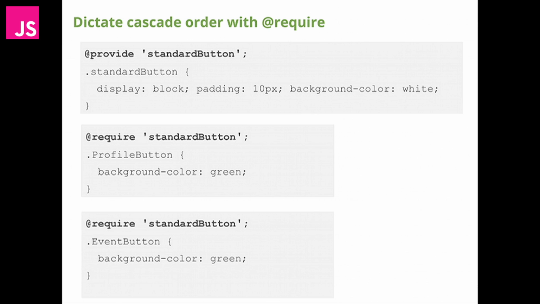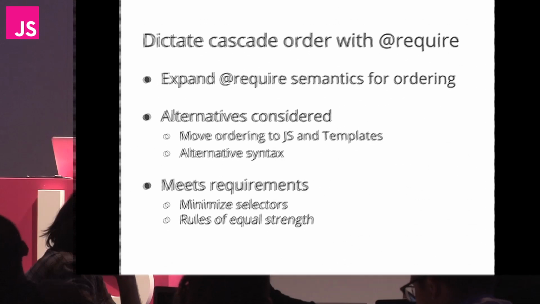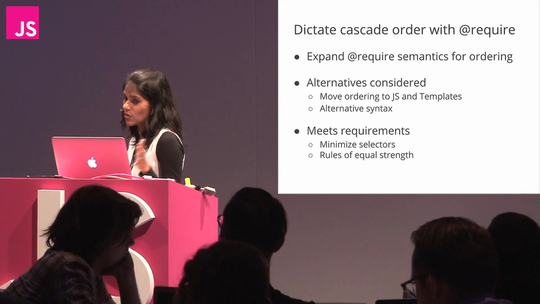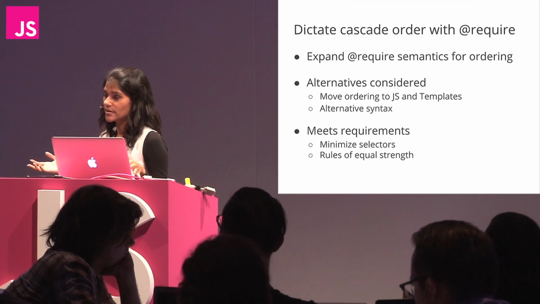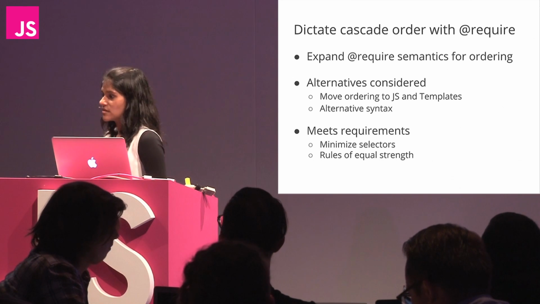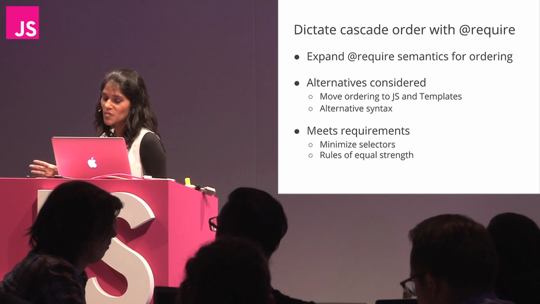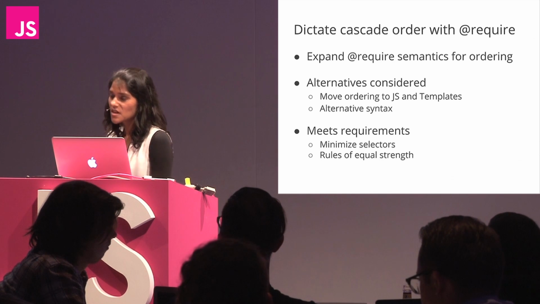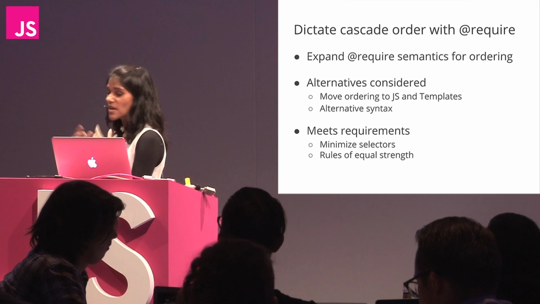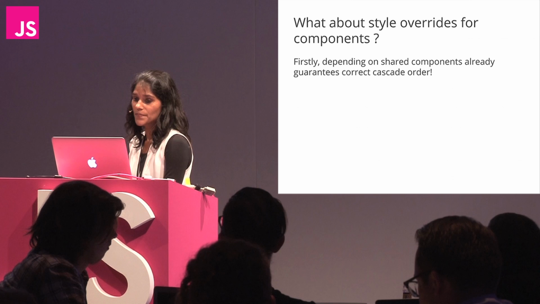So in this case, when the profile button wants to be ordered after the standard button, all it has to do is @require the standard button. So we're essentially expanding the semantics of @require to include ordering. And we've considered some alternatives here, like expressing this ordering in our JavaScript or in our templates, but that starts to look awkward. And we like this approach because it meets our requirements. It minimizes the number of selectors, and now we have rules of equal strength.